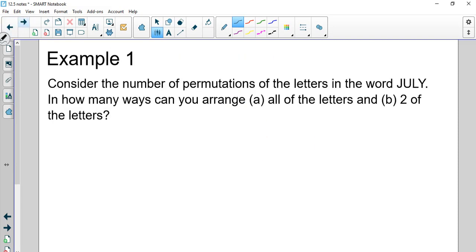Okay, example 1. Consider the number of permutations in the letters of the word July. How many ways can you arrange all of the letters and 2 of the letters? Okay, so here's where we get to saving some time. Instead of writing it out, we're going to use the dash method we talked about, the fundamental counting principle. So we have 4 letters. Well, how many letters can go in the first spot? 4. Well, if that letter's taken, there's only 3 left here, 2 left here, and 1 left here. We multiply, and we get 24 possible outcomes. Okay?